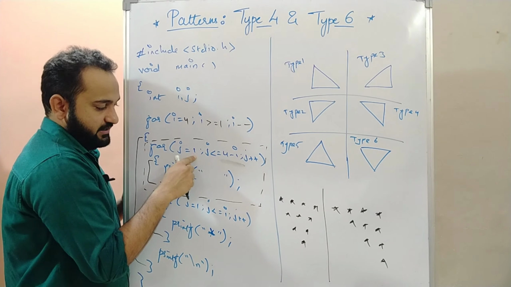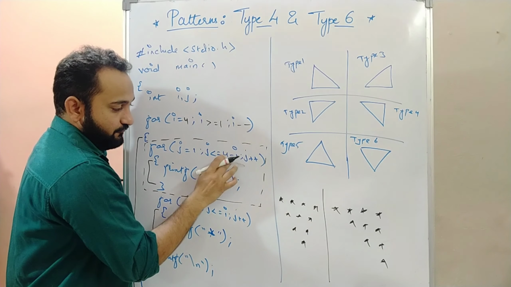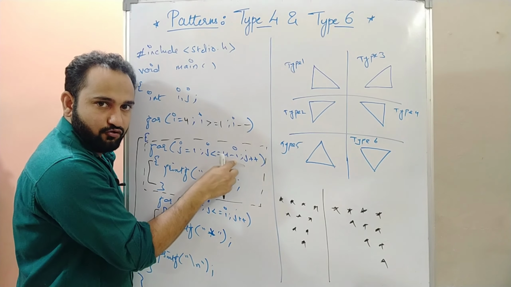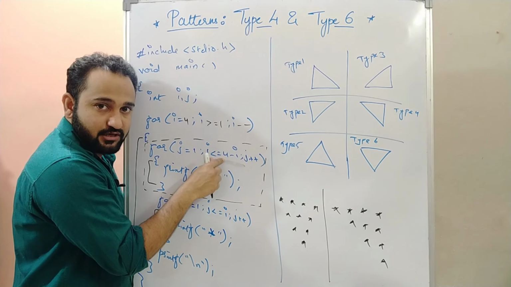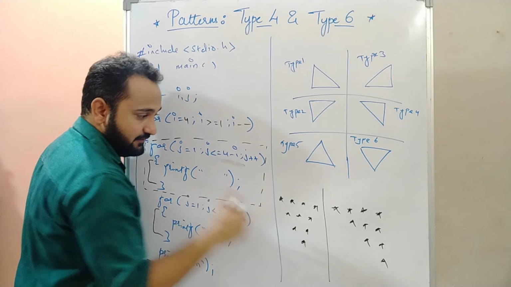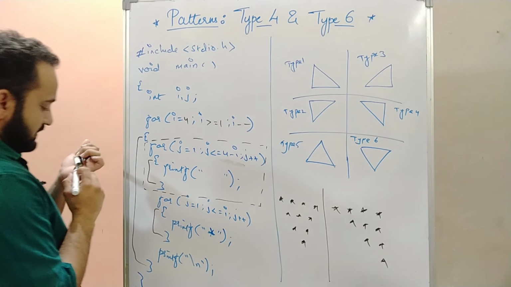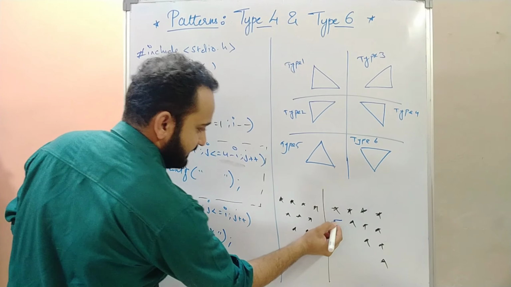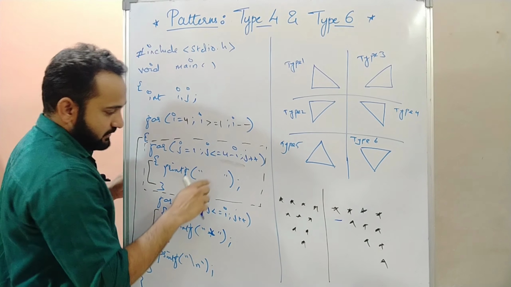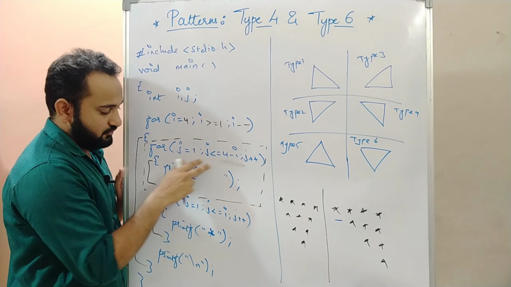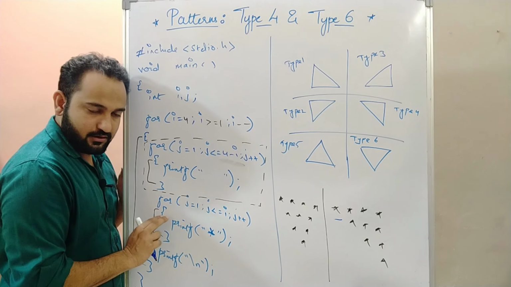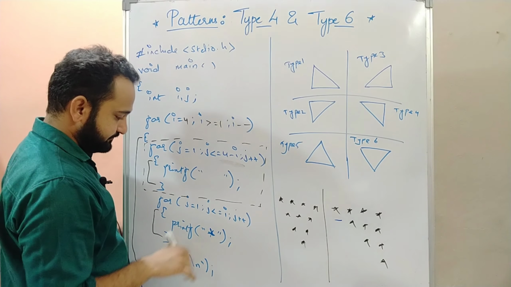The value of j will be initialized to 1 again. 4 minus, what is the value of i now? 3. 4 minus 3 is how much? 1. 1 is less than or equal to 1, yes. For one time it will go inside, leave one space here. Getting it? So here one space will be left and it will go back again here. The value of j is 2 now. 2 is less than or equal to 1, condition false. It will come out of this for loop. It will go inside this.